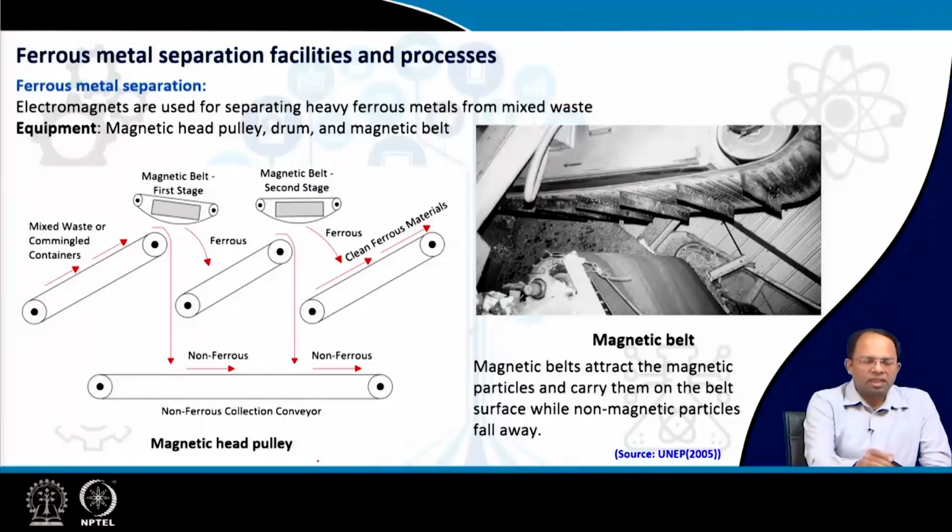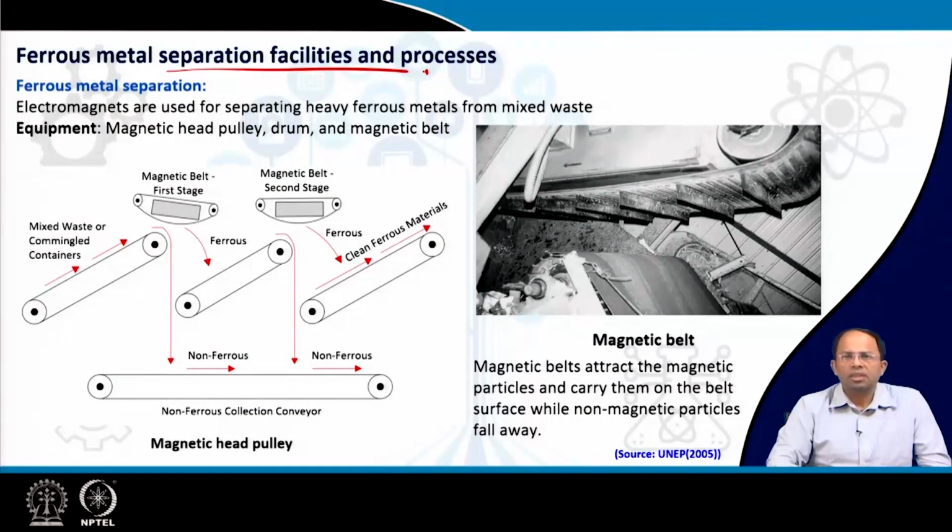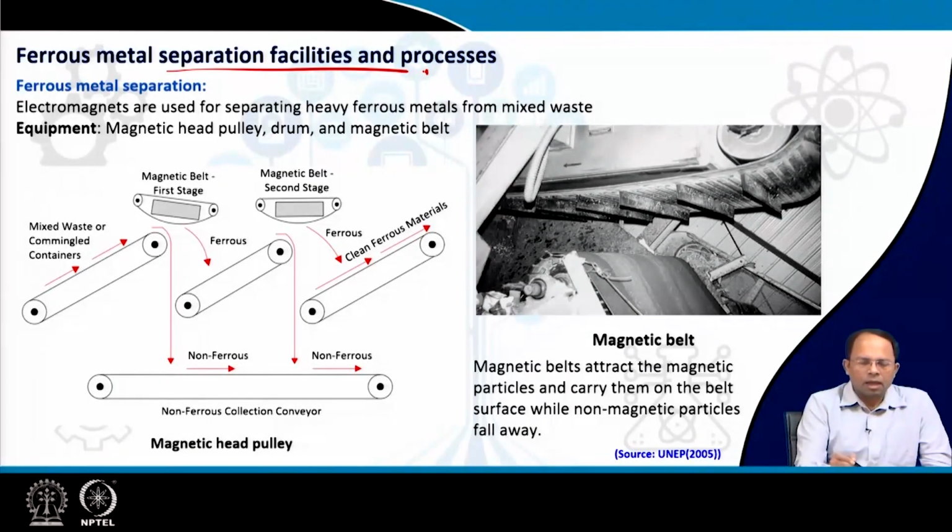Then coming to ferrous material separation facilities and processes. Here, of course, it's ferrous, so we use magnets, particularly electromagnets. There are different kinds of equipment used: magnetic head pulley, drums, magnetic belts and so on. This image shows a magnetic head pulley. The waste is moving around this particular pulley system or belt system, you can say.